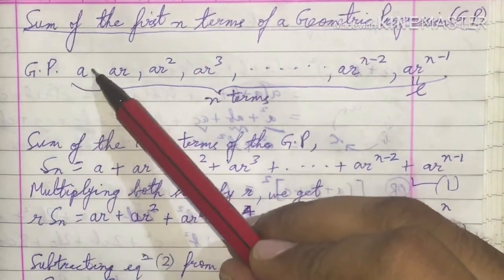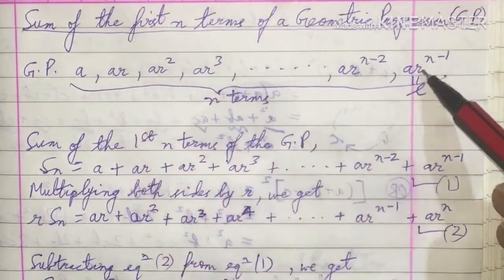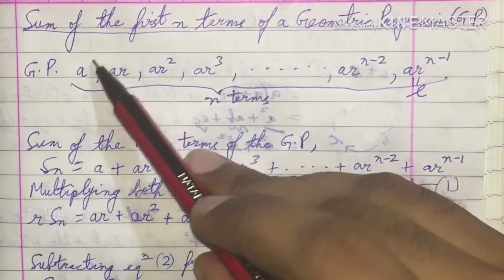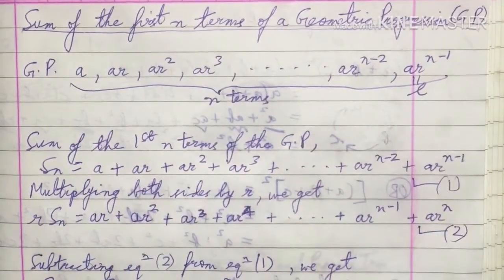So basically it starts from ar raised to 0, which is 1 basically, so ar raised to 0 until ar raised to n minus 1. So 0 to n minus 1 is n terms, just like in my previous video.